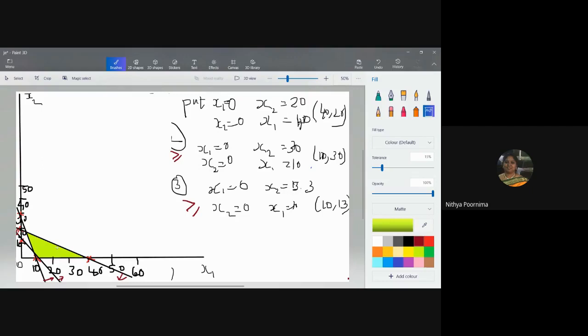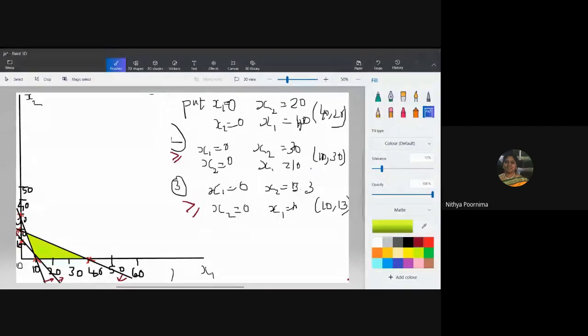Did you get how to find the feasible region for the problem when you have combinations of less than or equal to sign and greater than or equal to sign? Yes, ma'am. Karishma says yes. Tarun? Doubt clear?